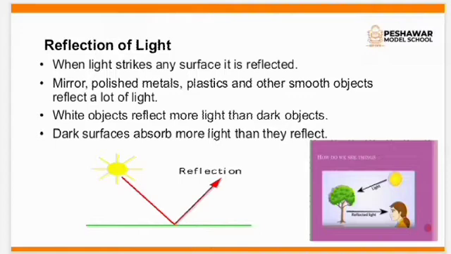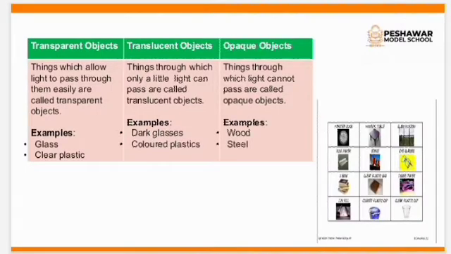What happened? Why do white objects reflect more light than dark? Because they just directly reflect it. But what happens with dark surfaces? They first absorb light. They reflect the light, but only a little bit they reflect and more of it they absorb, right? You can see in this picture how the light comes and then it bounces back and reflects to the human eyes, right? So this mechanism of bouncing back of light is known as reflection of light.